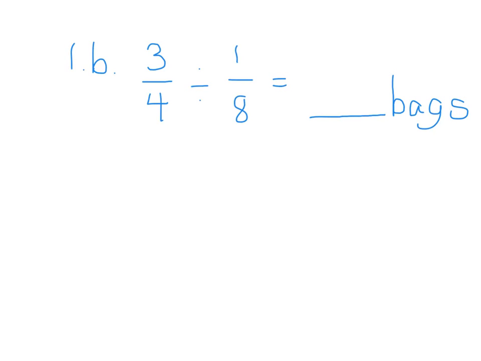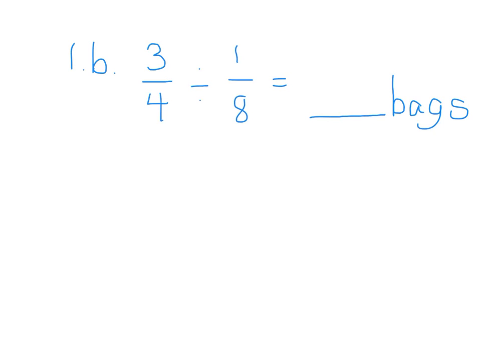On to 1B. Emily made 3/4 pound of candy. That's not a whole pound. She made 3/4 of a pound. She divided it into small bags with 1/8 of a pound in each bag. So how many bags did she need in all for the candy? So I've written the equation: 3/4 of a pound divided by 1/8 of a pound per bag to find out how many bags we're going to need.